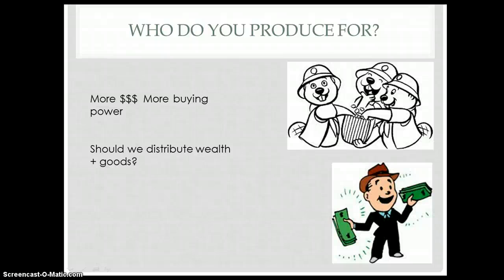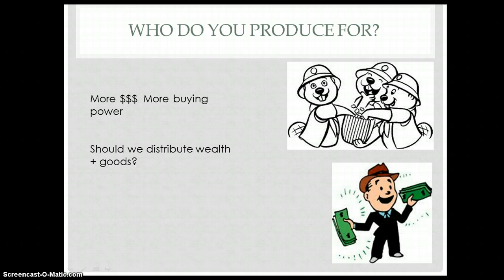Our third economic question is, who do you produce for? And this is a real tough question to answer. Basically, there are two main thoughts about this. One is you have a system which is more like the United States, a more free market system. We're not completely free market, but a more open market, where you produce for the people who have money. So who can pay, they can buy more goods.